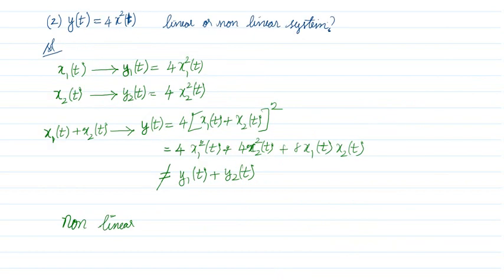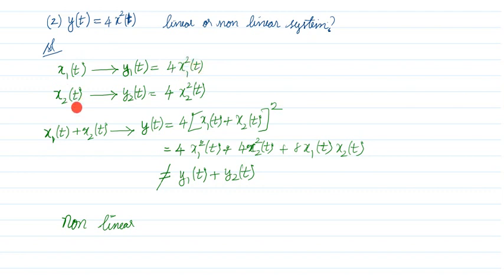Okay, look at this example. I am saying the output y of t is equal to 4 x square of t. What is the meaning? Output is equal to 4 times the square of the input, x square of t. I want to check whether it is linear or non-linear. So first I give the input x1. What is the output? Output is equal to 4 times the input square. So the input is x1, so 4 x1 square.